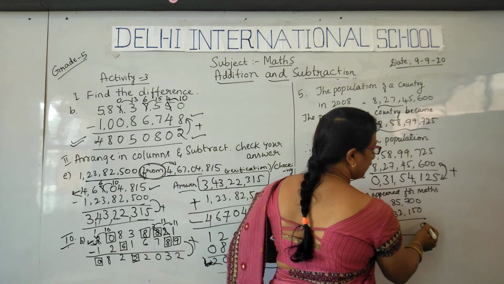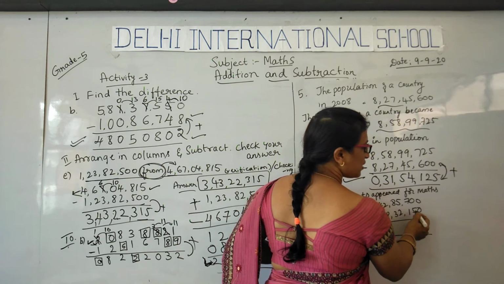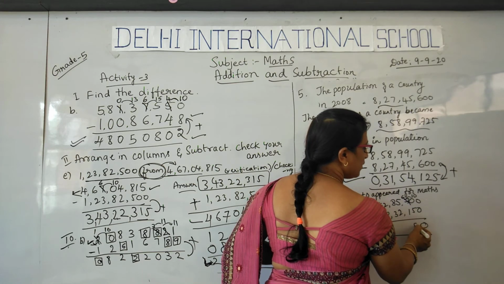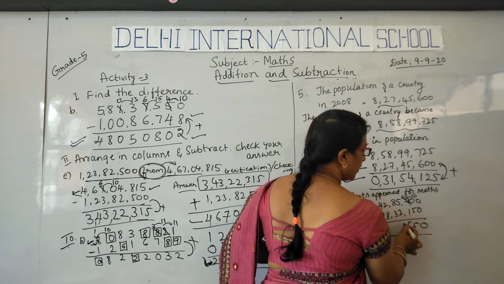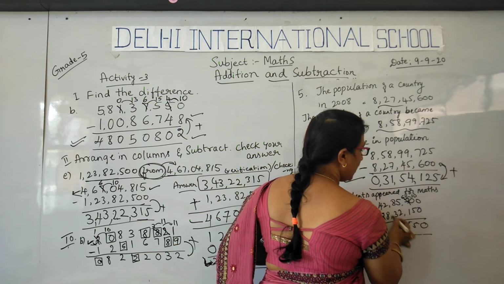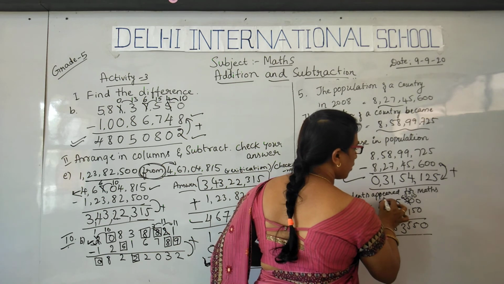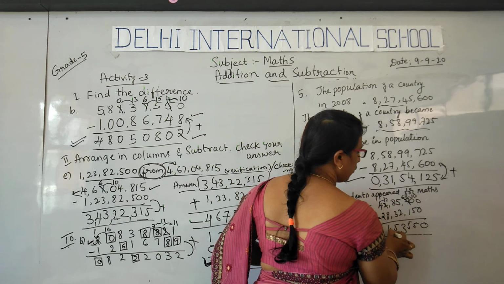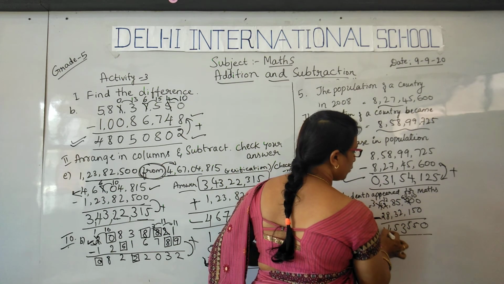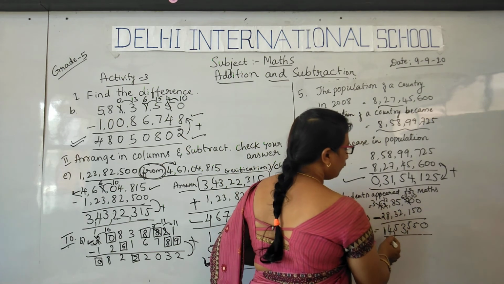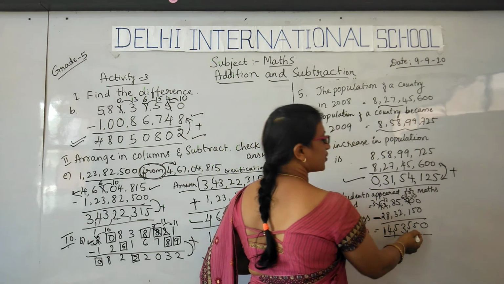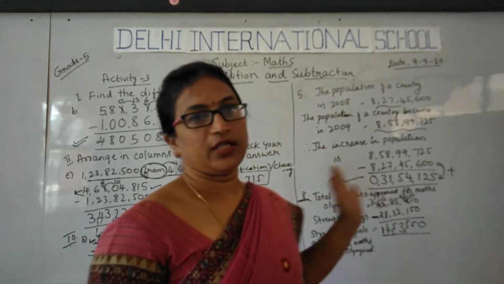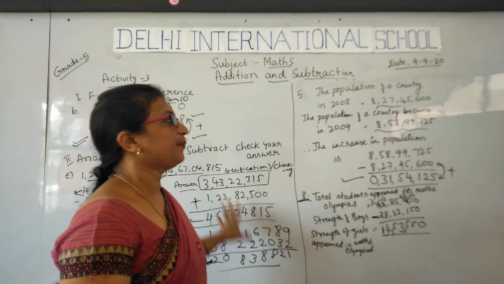Subtraction: 0 minus 5 is not possible, so I will take a carry. 10 minus 5 is 5, 6 minus 1 is 5, 5 minus 2 is 3, 8 minus 3 is 5. 2 minus 8 is not possible, so I will take the carry. 12 minus 8 is 4. Here it becomes 3. 3 minus 2 is 1. So like this, 14,53,550 were the girls. This is how the story sums on subtraction are done.